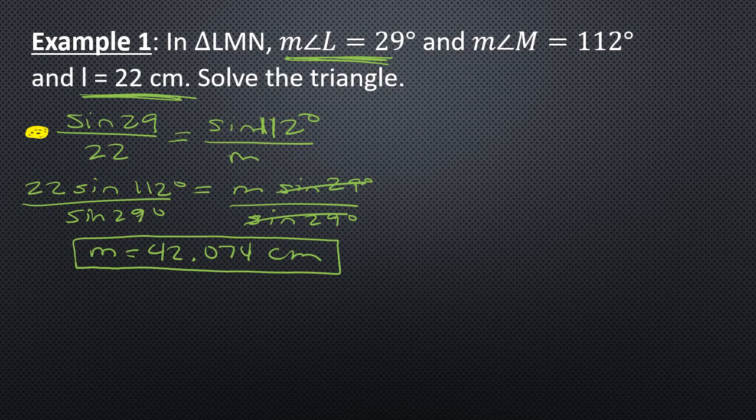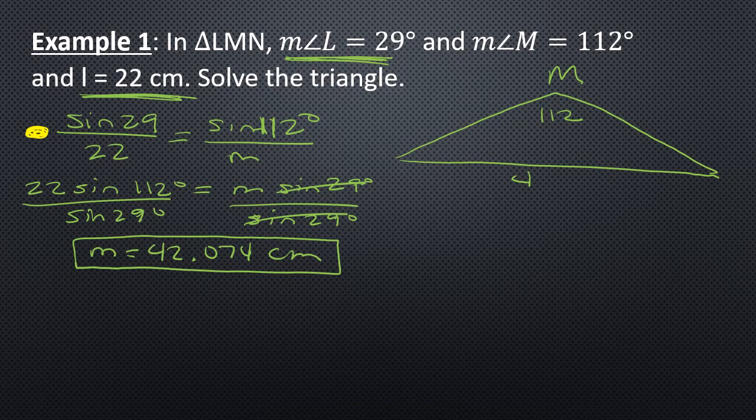If you need to hit pause, go ahead and hit pause and finish out the problem, but you should get 42.074 centimeters. So now you have big M and little m. So now I've got to think about angle N. If you're not sure about angle N, draw your triangle. I'm going to label my obtuse angle M as 112. I just found little m to be 42.074.